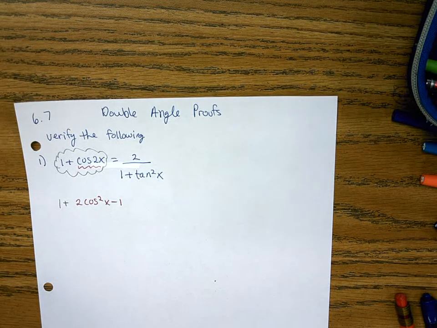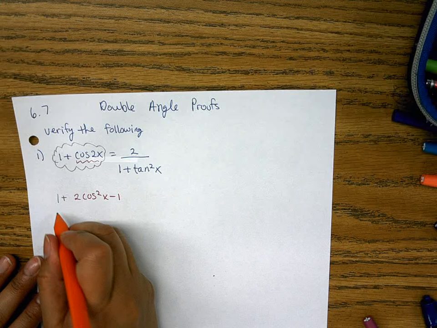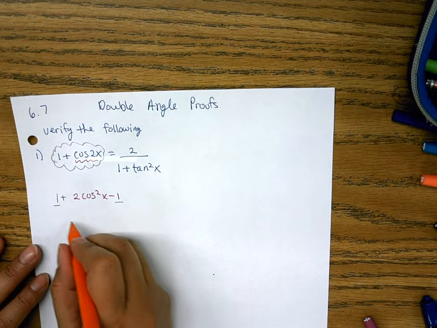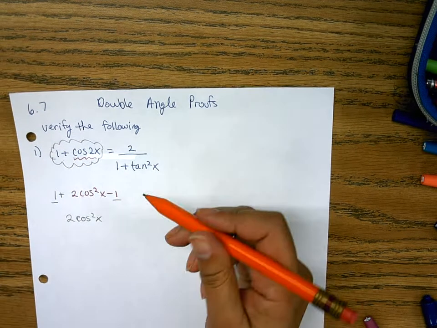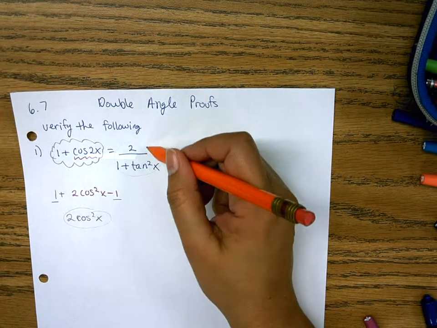I don't have to worry about distributing a negative because that's a plus sign. All right, combine like terms. 1 plus 1, that's why I picked this one, so they would undo each other. 2 cosine squared x. Now I can see this, and it doesn't look anything like the other side other than the 2.